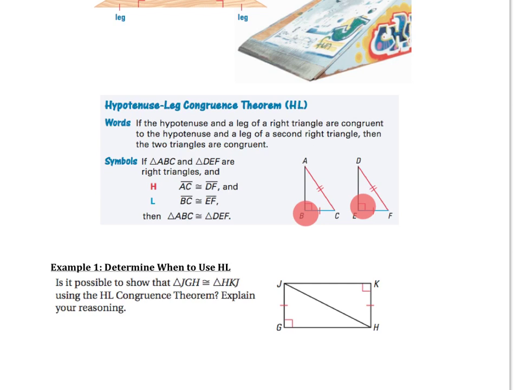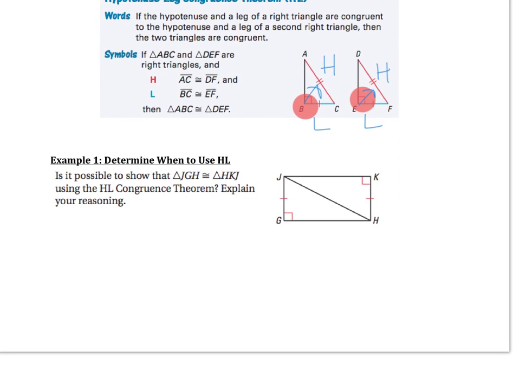HL: hypotenuse and either one of the two legs. Remember, the hypotenuse is always opposite the right angle. So in this example, is it possible to show that the two triangles are congruent using HL?